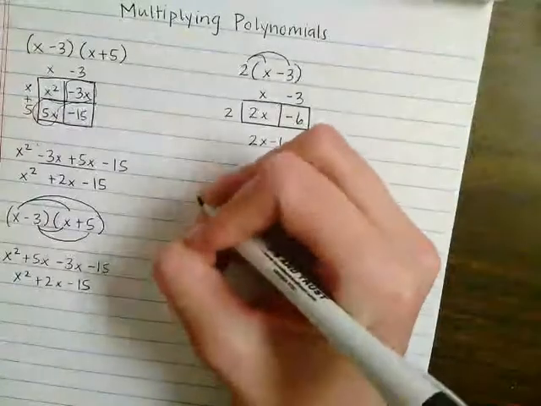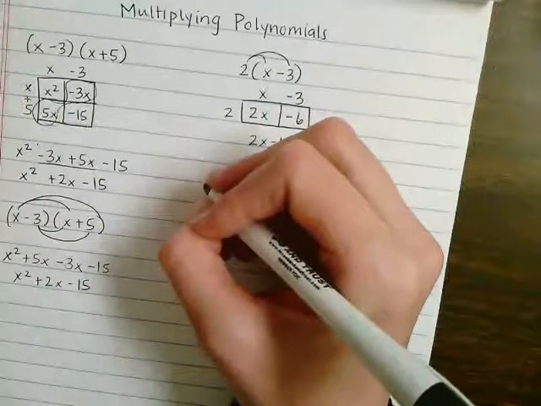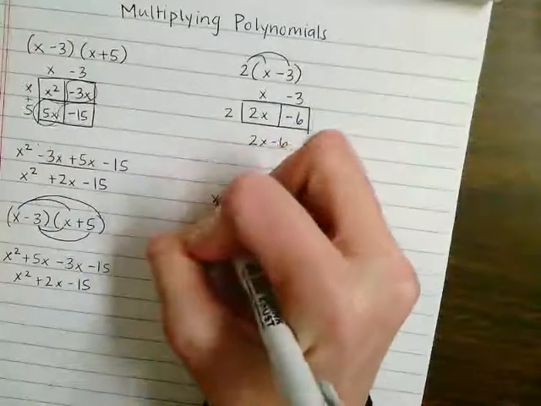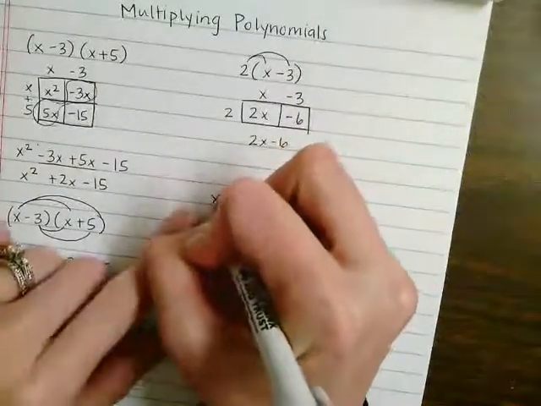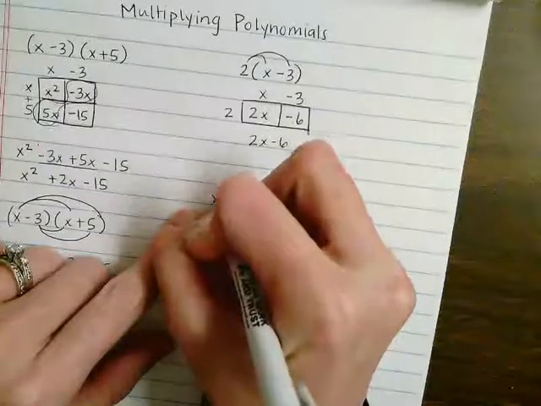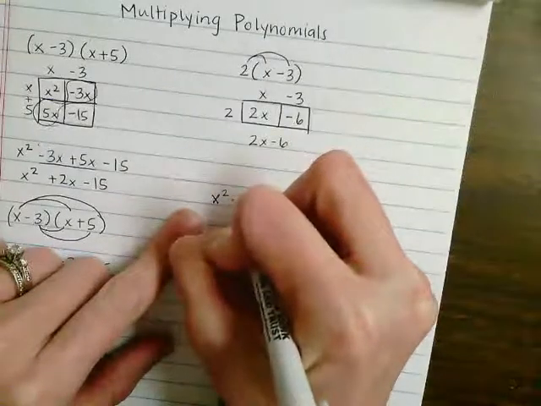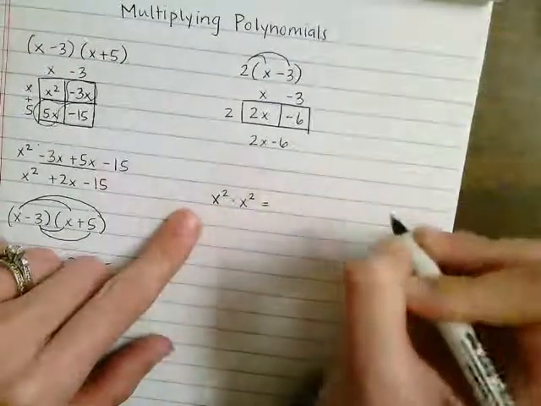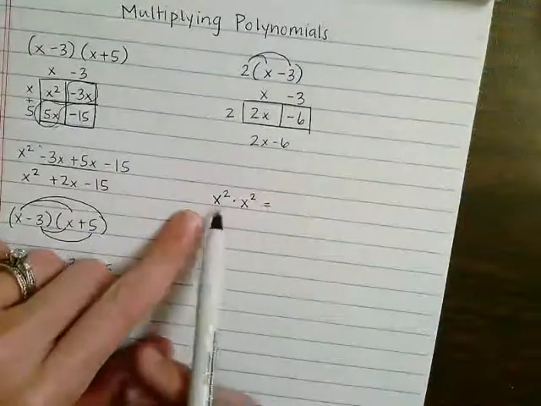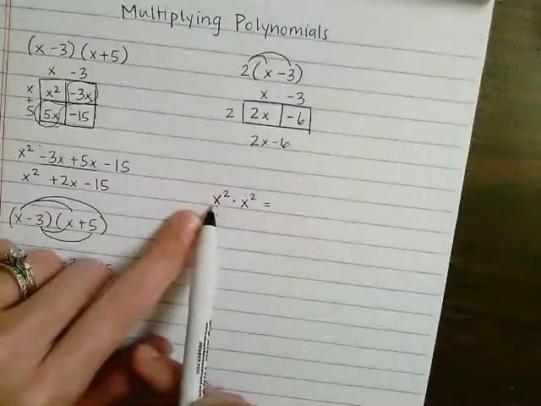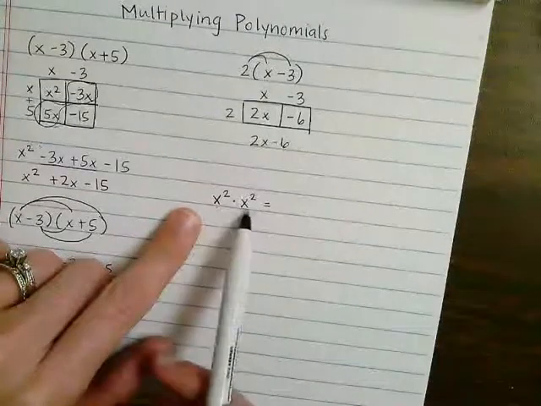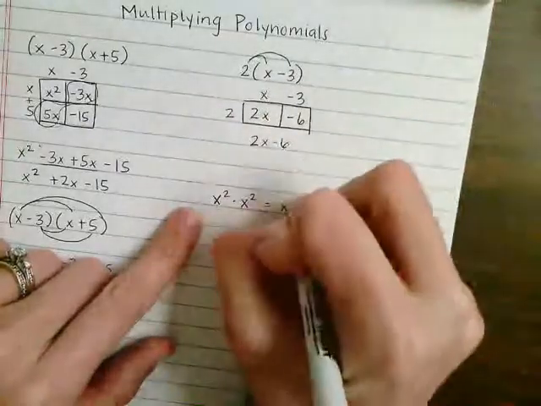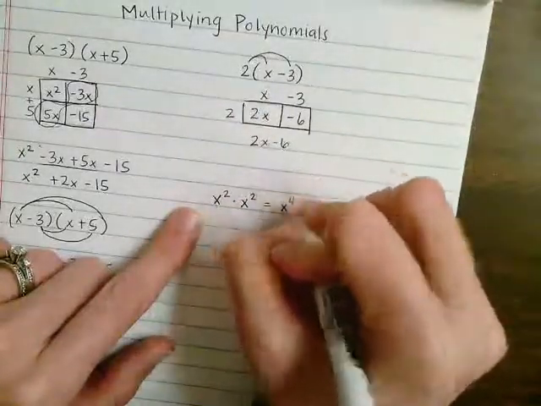I want us to also talk about what happens to exponents when you're multiplying. So if you were to multiply x squared times x squared, whenever you're multiplying, the base stays the same. This is called your base. Your base stays the same, and then you add your exponents. So x to the 4th.